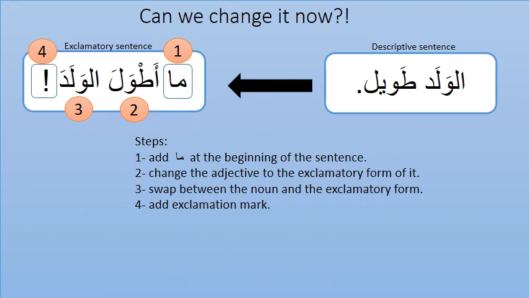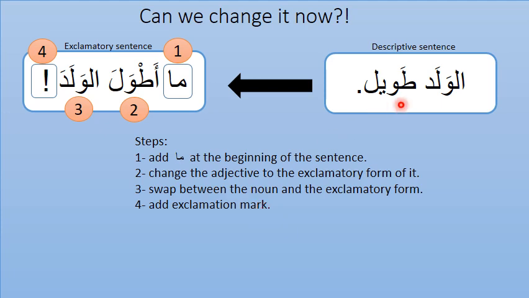Now we are going to follow some steps to change the descriptive sentence into exclamatory sentence. There are 4 easy steps to do this. First, you need to add ما at the beginning of the sentence. Second, you need to change the adjective into the exclamatory form of the adjective as we have done at the beginning of the video. Third, you need to swap between the noun and the exclamatory form. And fourth, you need to end your sentence with exclamation mark.